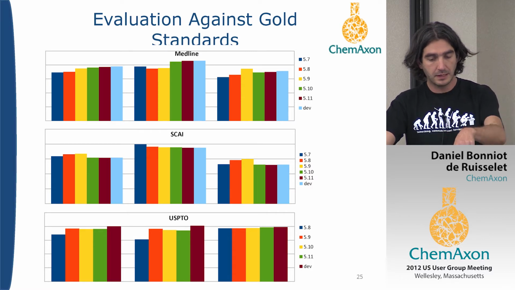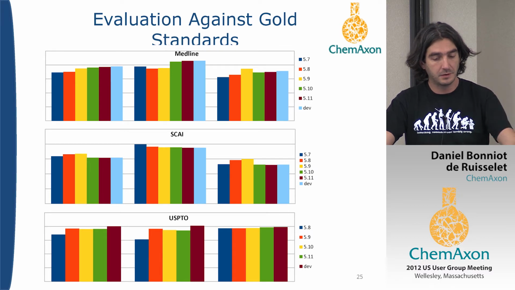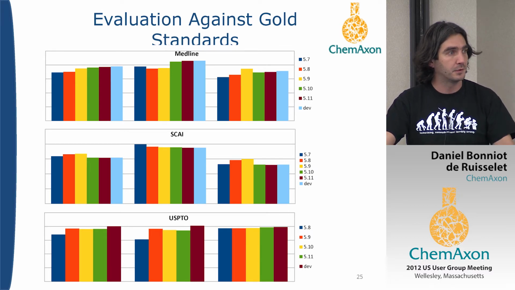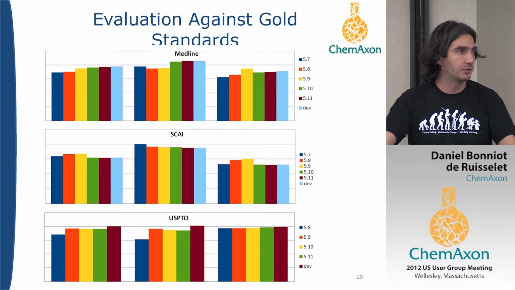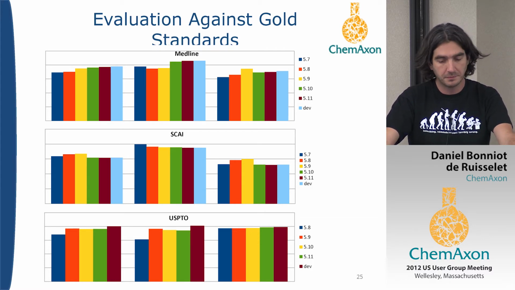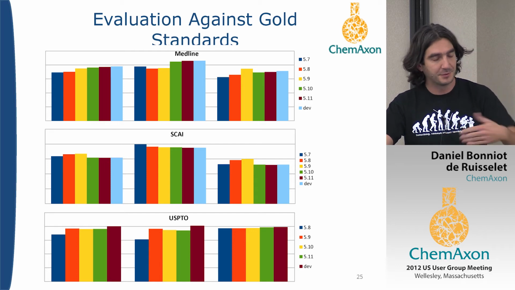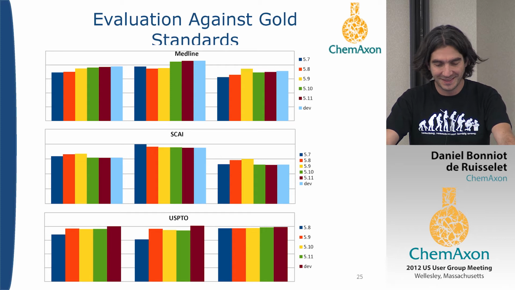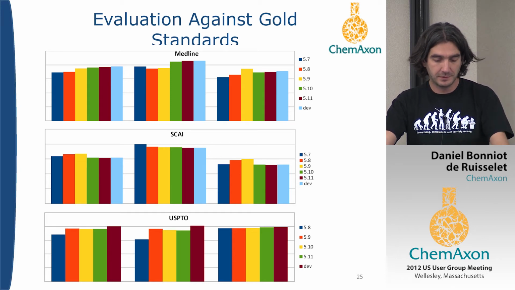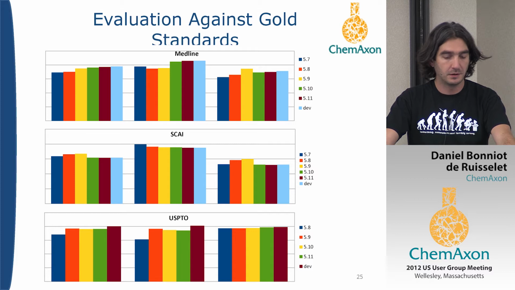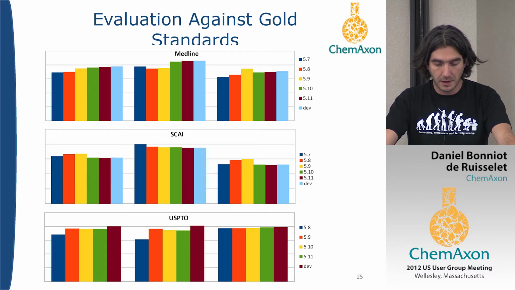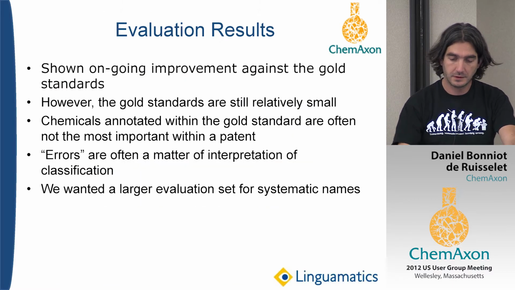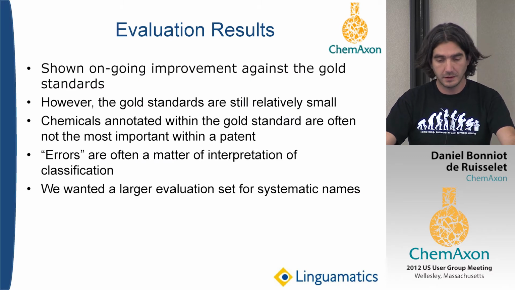So you can see that with the green line in Medline, there's a big jump in precision because we stopped converting things that we shouldn't have converted. But when we did that, we went down on another corpus. So it's kind of a hopeless situation. If you look at USPTO, it looks better, probably because in most cases you have systematic names, and so there we could improve. But we felt that this method is a bit limited.